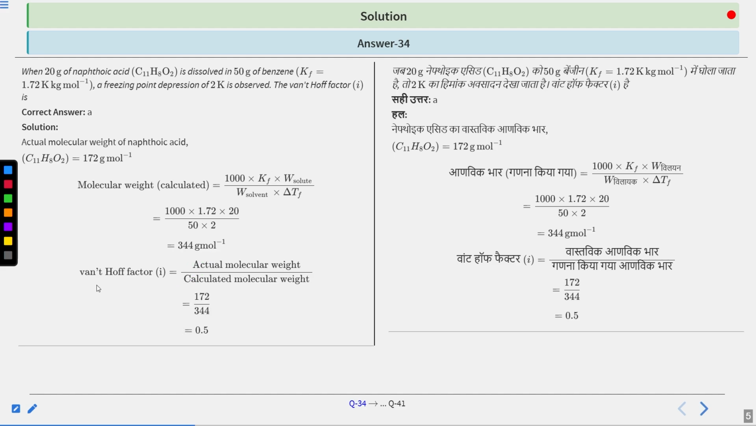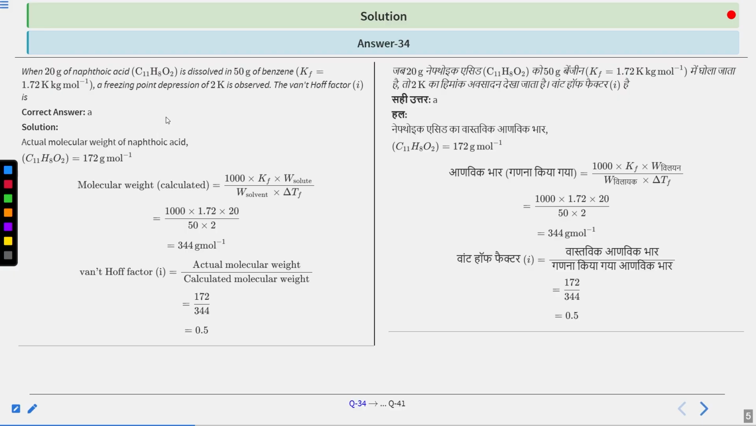You can use another formula also. The formula is the same, but it is a more primitive and more understandable one. It says that delta Tf is equal to i Kf m. So you can find your whole answer from the one equation only. From there you can easily calculate your i. That is a more easy way to solve the question, I would say. So it's your choice further.